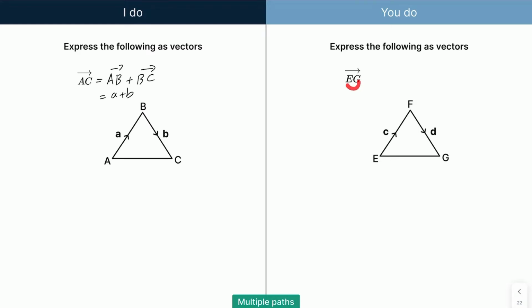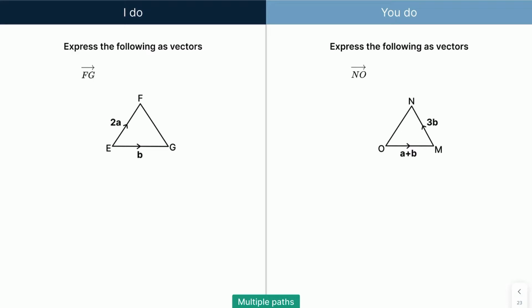And for this one, again, hopefully you've pressed pause and had a go. So we're going to go from E to G. We can't go this way because we don't know anything here. So we're going to go up from E to F and then F to G. And that's going to become, again, make sure you're writing out the full vector form. So that's E to F and then F to G. And that becomes C plus D.